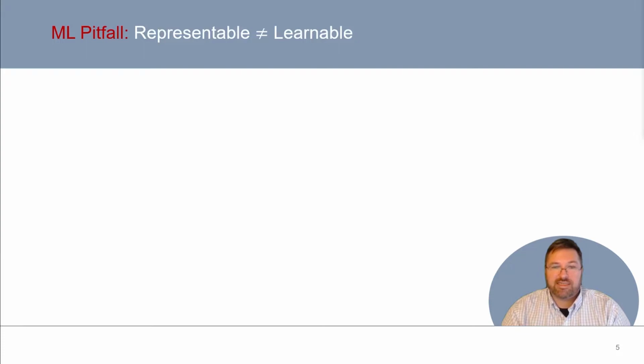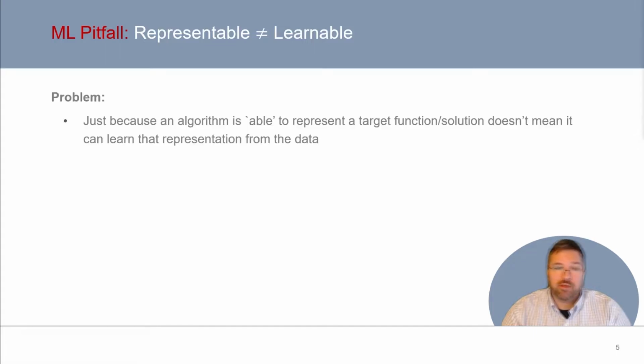Now let's move on to discuss some additional machine learning pitfalls that haven't really come up thus far in this video series. The first one deals with the point that just because something is representable in a model doesn't mean that it's learnable. To try and clarify, just because an algorithm is theoretically able to represent some target function or solution doesn't mean that it will be able to learn that representation from the data.